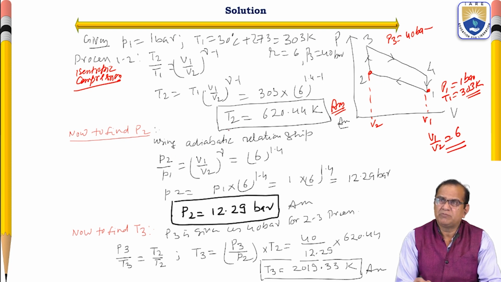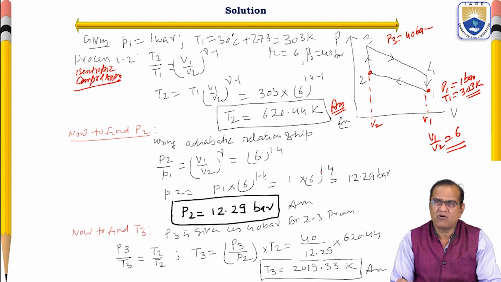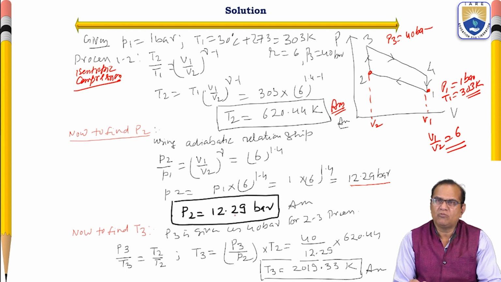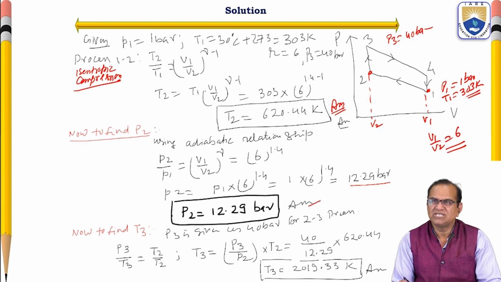So we know that P2 by P1 is equal to V1 by V2 to the power gamma. V1 by V2 is 6 and gamma is equal to 1.4. So P2 you will get, P1 is equal to 1 bar, into 6 to the power 1.4, you will get 12.29 bar. So the pressure at point 2, we got P2 is equal to 12.29 bar. So this is another answer.